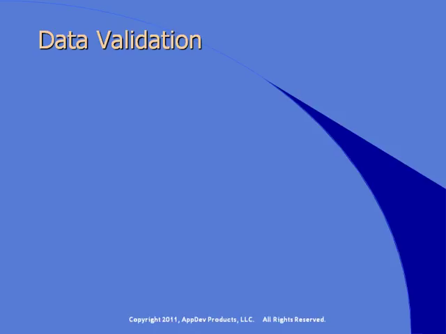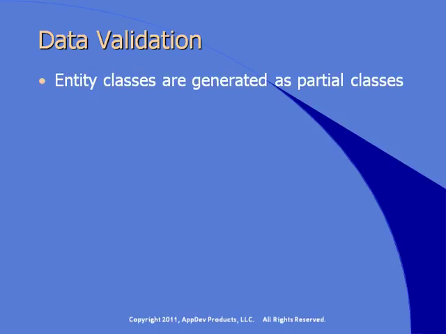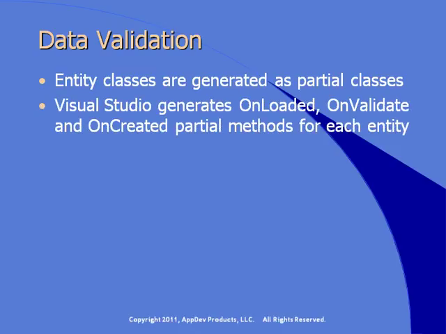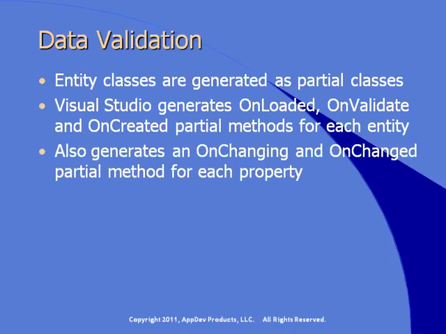We've seen that when you create an object model based on a database using LINQ to SQL, Visual Studio generates the code that defines your object model. And each of the entity classes in that model is generated as a partial class. And the benefit of a partial class is that you can extend these. Visual Studio generates an OnLoaded, an OnValidate, and an OnCreated partial method for each entity, as well as an OnChanging and an OnChanged partial method for each property.